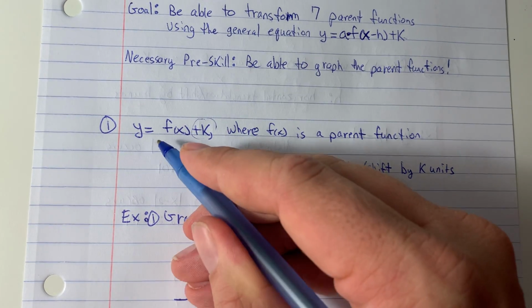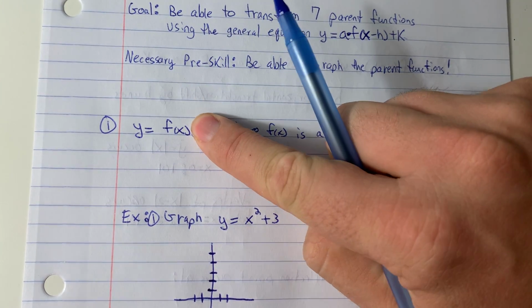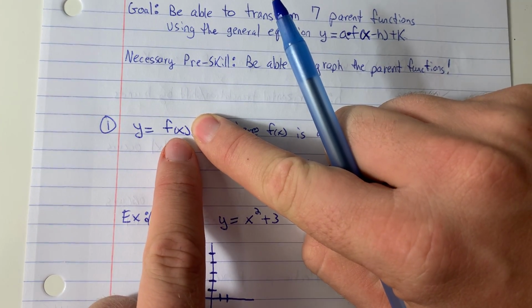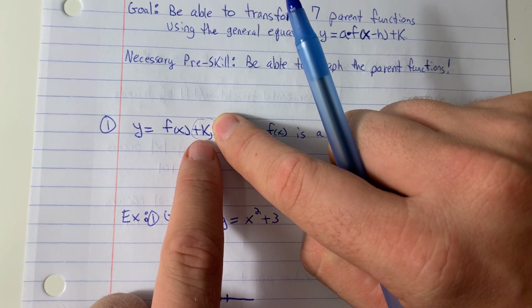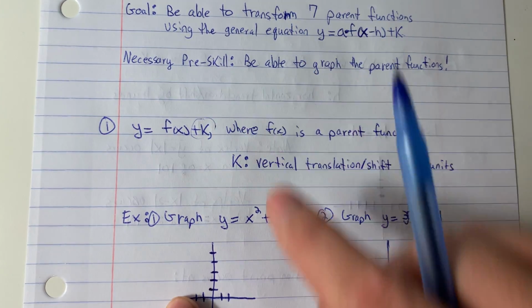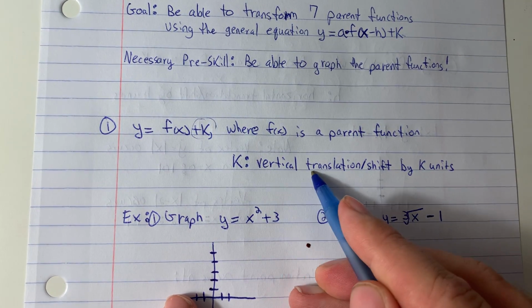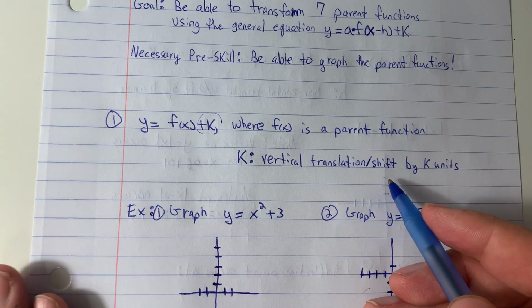Well, this is a formula for what the y values will be at each x. And f of x is already telling you what the y values are. When you add a number to the function, you're adding the same number to each y value you would have had. And the effect it has is to vertically translate or shift up by k units.